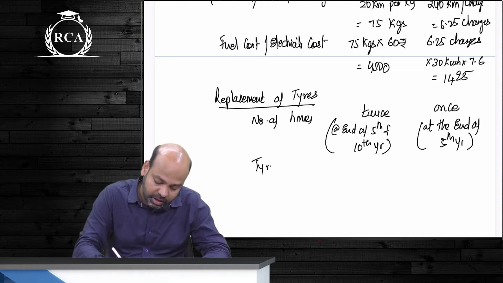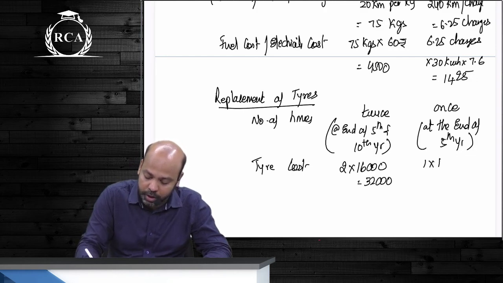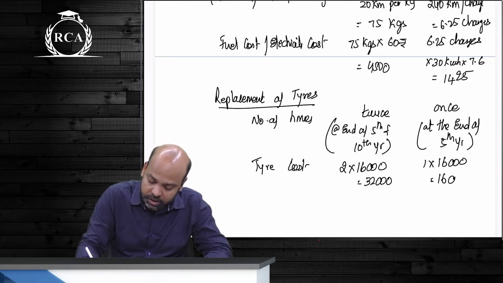So tire cost कितना हो जाएगा बेटा? 2 times of 16,000, 32,000, 1 into 16,000.